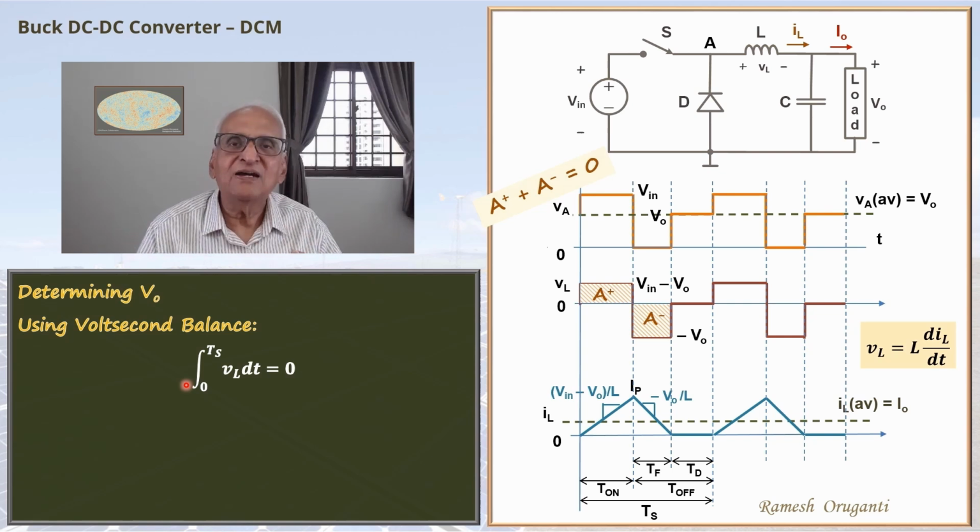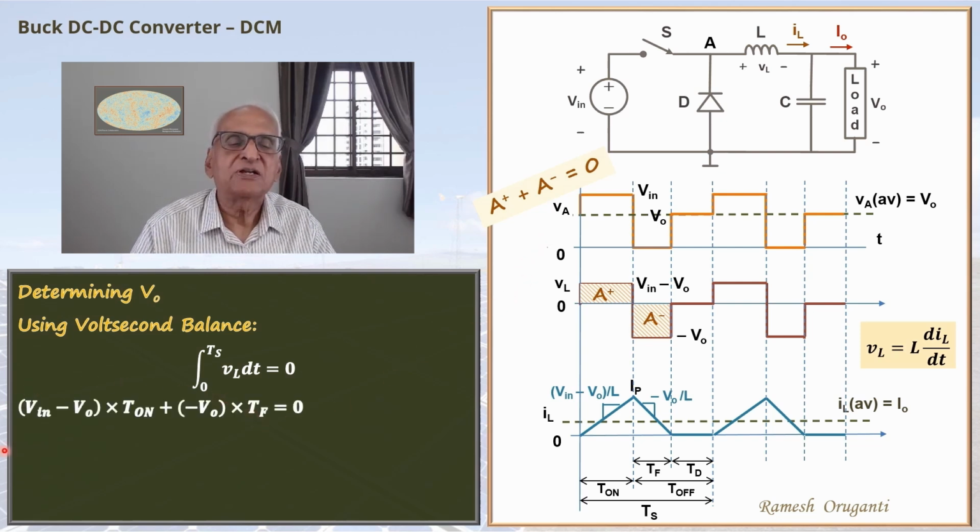The area of the voltage waveform over a cycle must be 0. That's what this integral means. That means A plus A minus equal to 0, as we saw. And we can write this as (V in minus V0) times T on plus (minus V0) times TF equals 0. From this equation, you can solve for V0 by V in. V0 by V in is T on by (T on plus TF). We do not know TF.